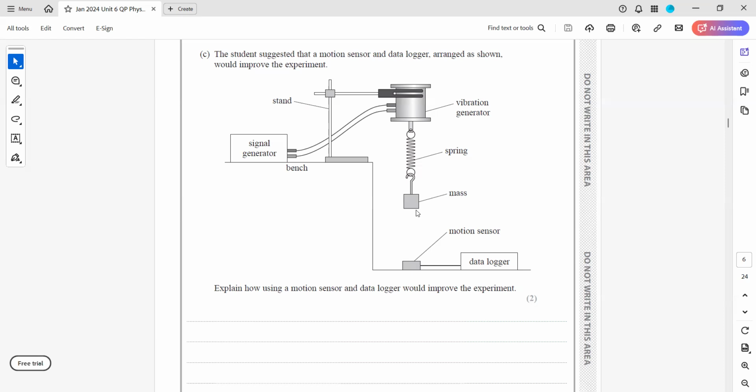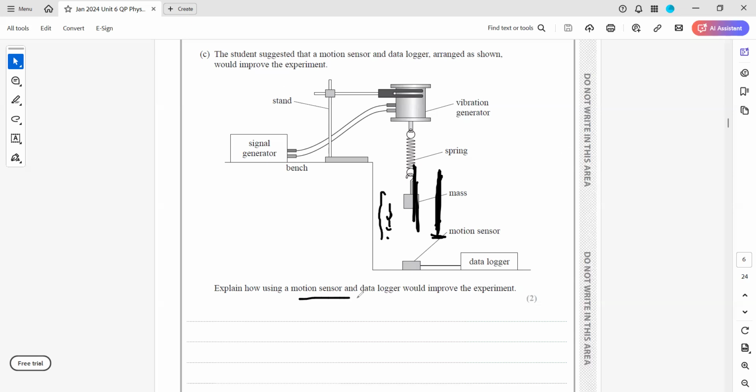When the mass is oscillating, we are just calculating when it completes 20 oscillations; it goes up and then comes down, and we record one result. But with a motion sensor and a data logger, what will happen? When it is moving, every second it is recording the motion. So we will get an interval showing at what position it will be at a higher amplitude.